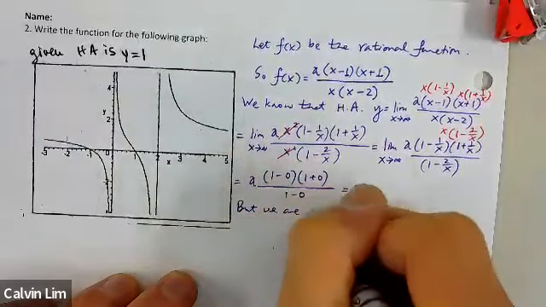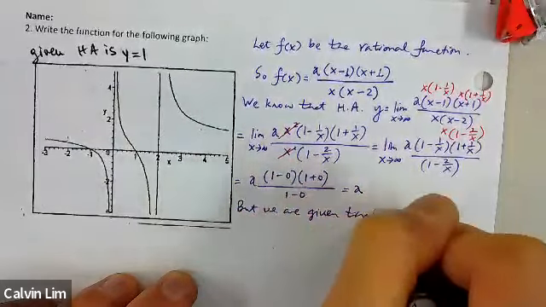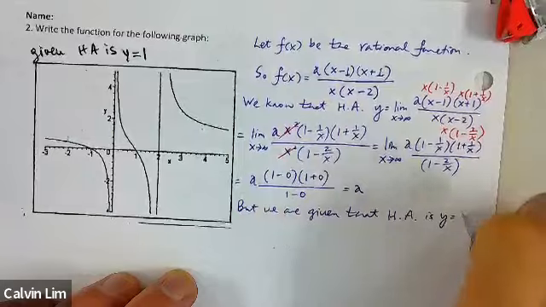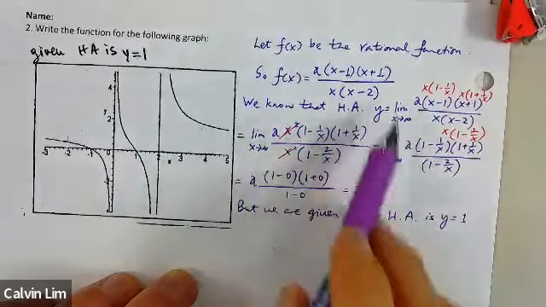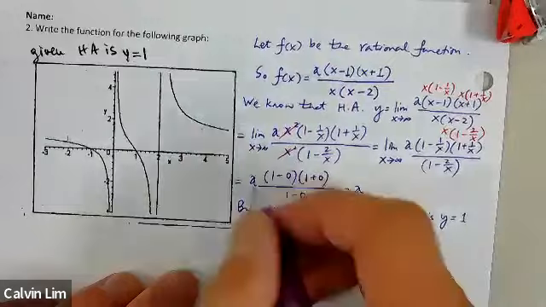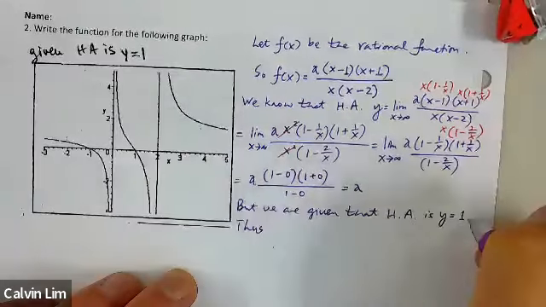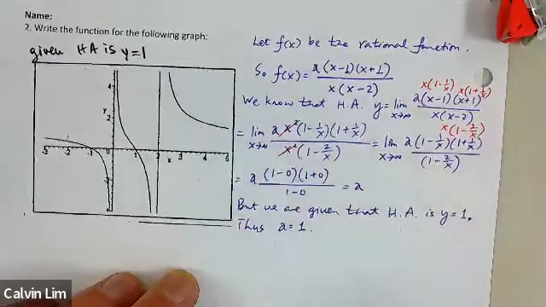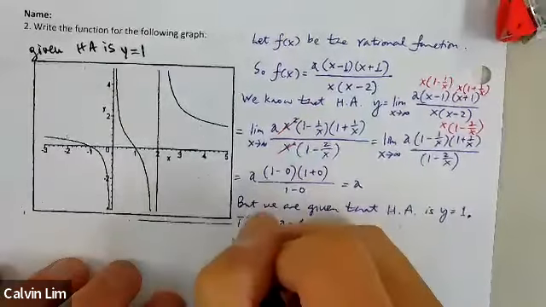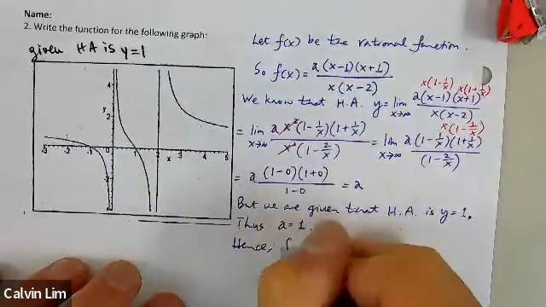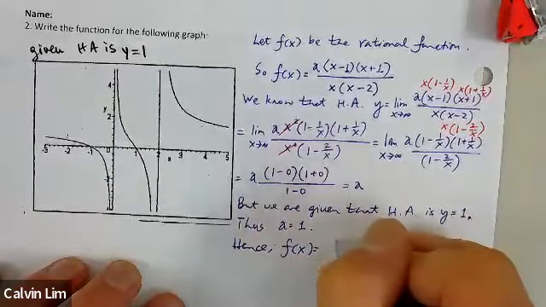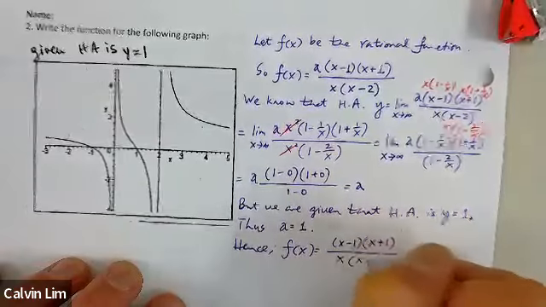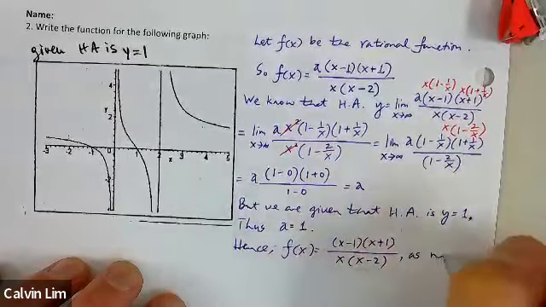But we are given that the HA is y equals 1. So y equals a, y equals 1, so a equals 1. Hence, f of x equals 1 times x minus 1, x plus 1 over x times x minus 2, as needed.